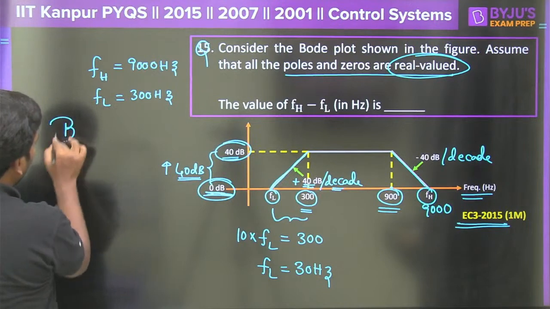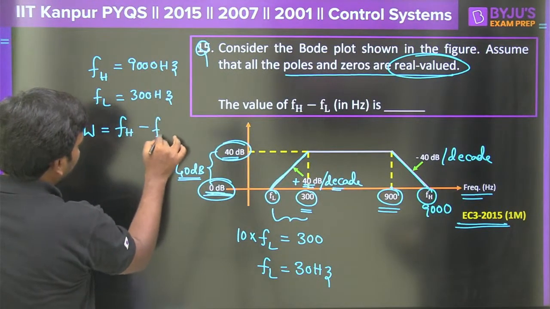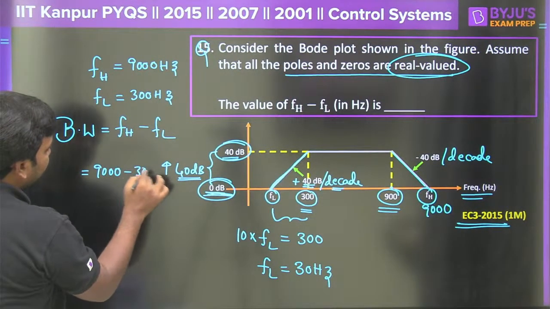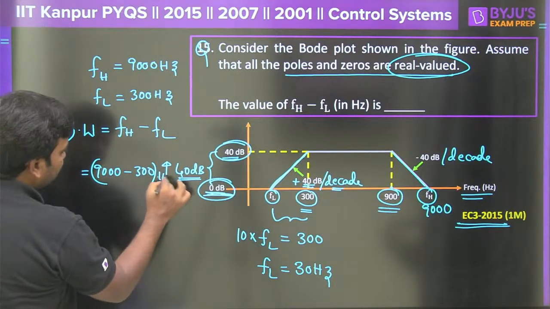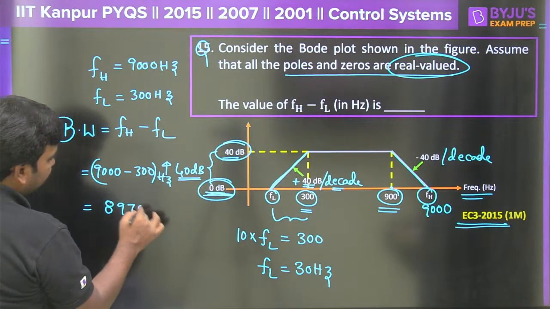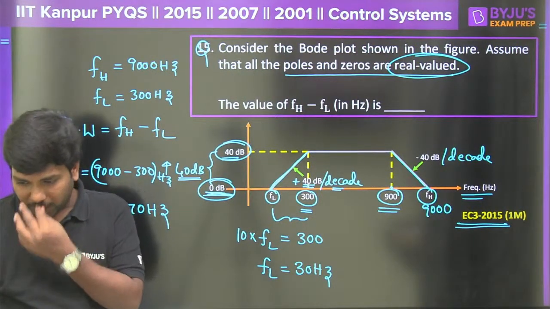So what is the bandwidth now? Bandwidth is always FH minus FL. We have seen FH is 9000 minus 300, of course in Hz. So what would be the value finally? This is going to be 8970 Hz. And I think now everybody has done.